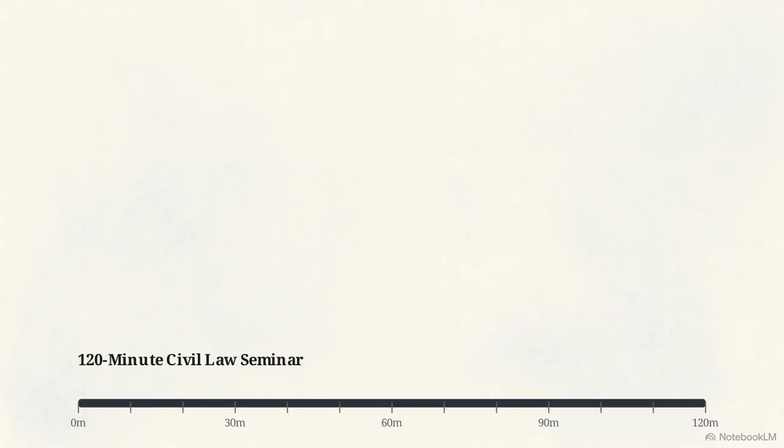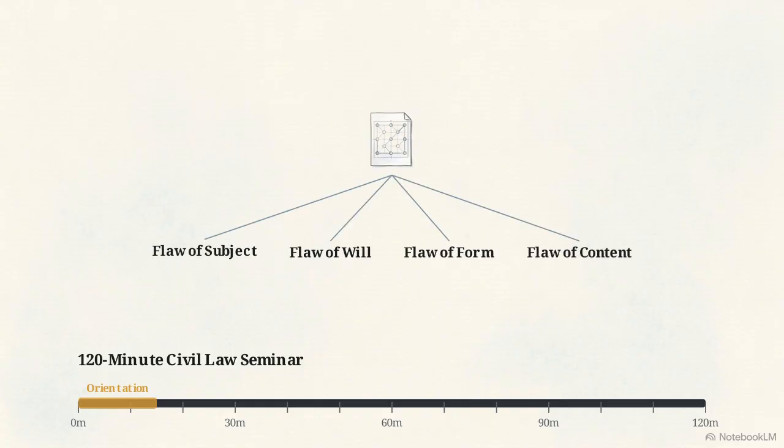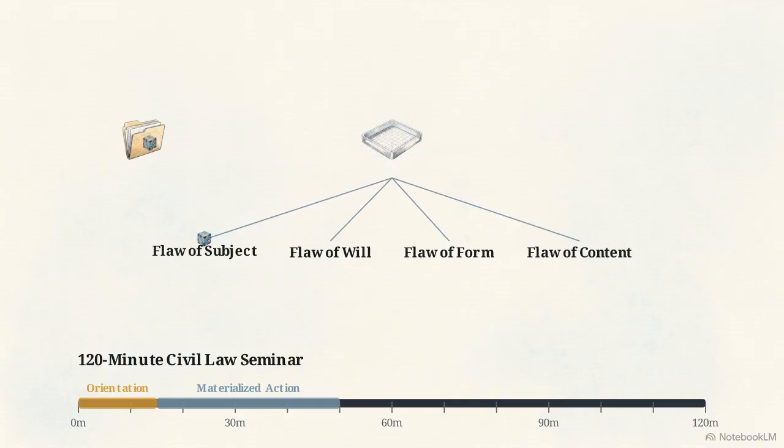Take a 2-hour civil law seminar on invalidating contracts. Instead of a traditional pop quiz, the professor spends the first 15 minutes in the orientation phase. The instructor distributes the Type 3 orientation matrix. This document visually maps the invariant logic of contract flaws of subject, will, form, or content. During the 35-minute materialized action phase, students receive case files. Intuitive guessing is strictly forbidden.